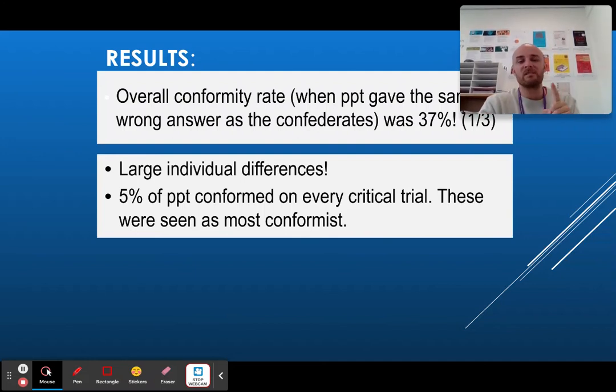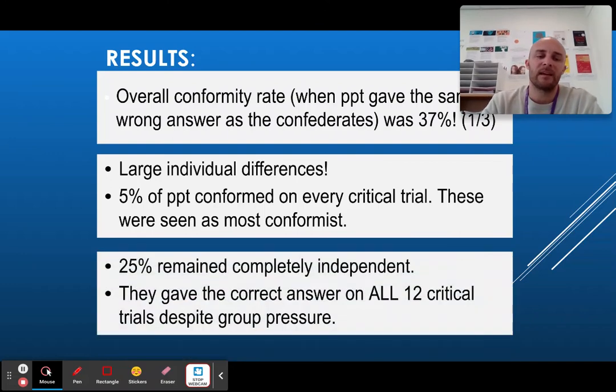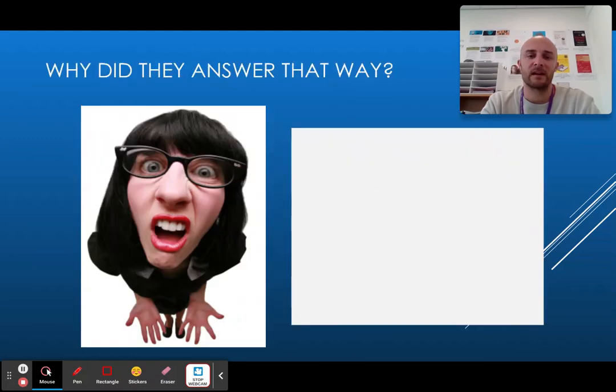5%, 1 in 20 conformed on every single trial. They gave in every single time. They conformed every single time. That is 1 in 20. That's pretty bad. Whereas 25% of people remained completely independent and did not conform once. They did not conform once. So you do need to know these stats. Oh, trust me, A-level psychology, you're going to need to know a lot of stats. So can you make sure you've got these down, please?